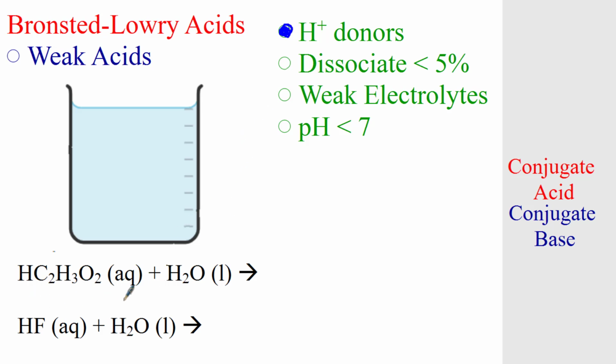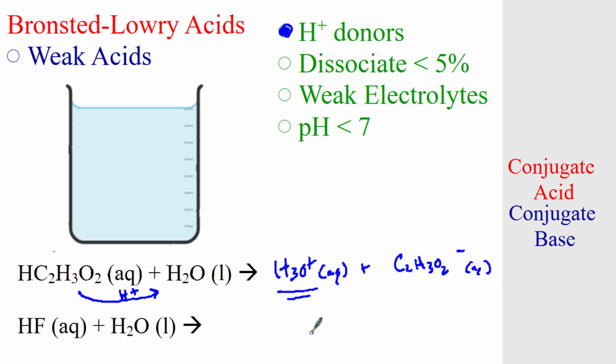You can see this HC2H3O2 is a weak acid. It's going to donate an H+. What is the H2O going to become when it gains H+? It's going to become H3O+, aqueous. And what's going to get left when this HC2H3O2 loses an H and a plus is C2H3O2 minus, aqueous.